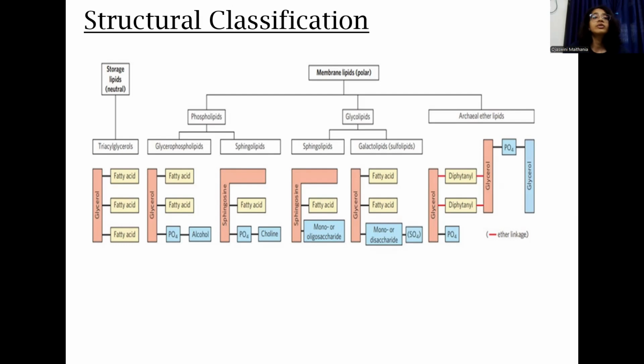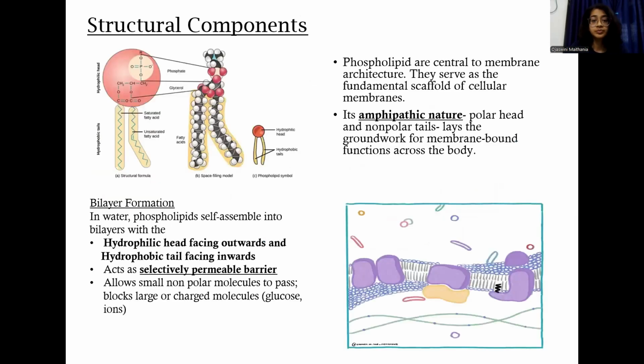Now, let us take a look at one of the most structurally important forms of lipid, known as phospholipids. Phospholipids are central to membrane architecture. They show an amphipathic nature, that is, they are composed of a hydrophilic head and a hydrophobic tail, which drives them to self-assemble into bilayers, creating a semi-permeable membrane essential for cellular integrity. That is, it forms the cell membrane, as you can see here. These phospholipids serve as the fundamental scaffold of cell membranes, and thus lay the groundwork for membrane bound functions across the body.